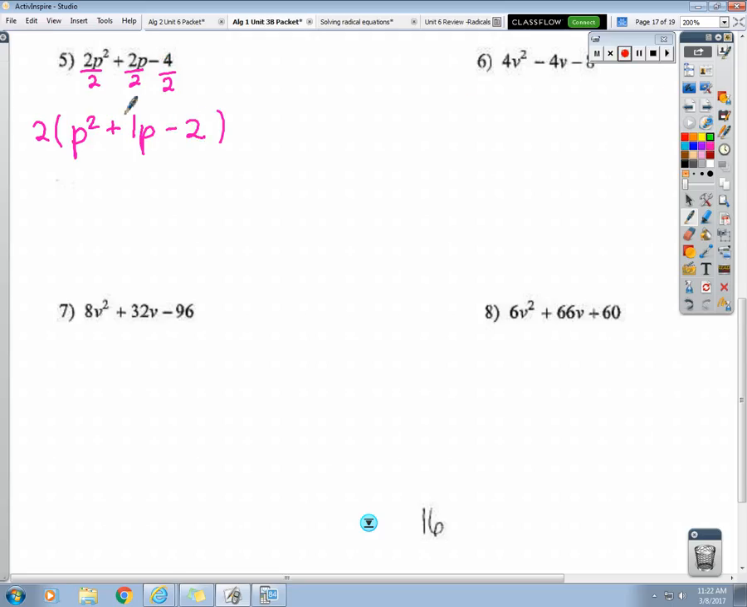So now that we have factored out the 2, we have created ourselves a trinomial like we learned how to do yesterday. We can factor by the bubble method. We need p times p to get the p squared. And we're looking for numbers that multiply to negative 2 and add to 1. Negative 1 and positive 2. Negative 1 plus 2 is positive 1. The negative has to be on the 1. So p minus 1, p plus 2.